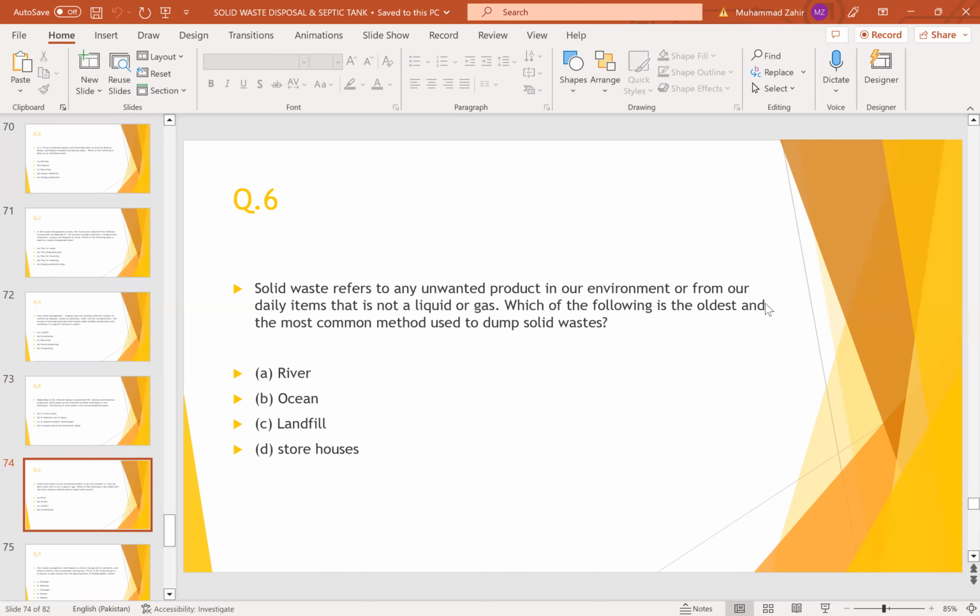Solid waste refers to any unwanted product in an environment or from a daily item that is not liquid or gas. Which of the following is the oldest and the most common method used to dump solid waste? River, ocean, landfill, or storehouses? B. B. No, C. Landfill is the common practice.